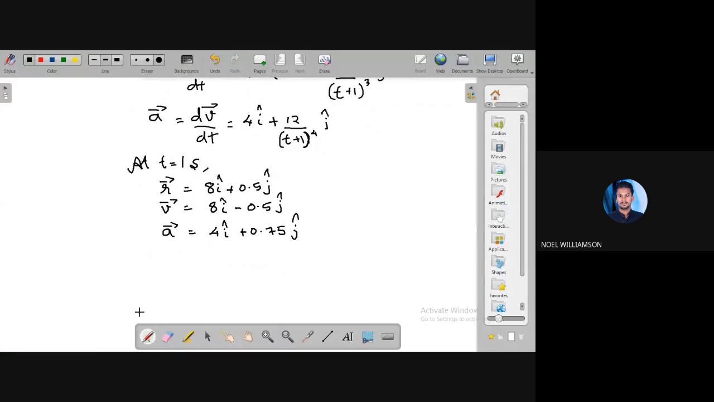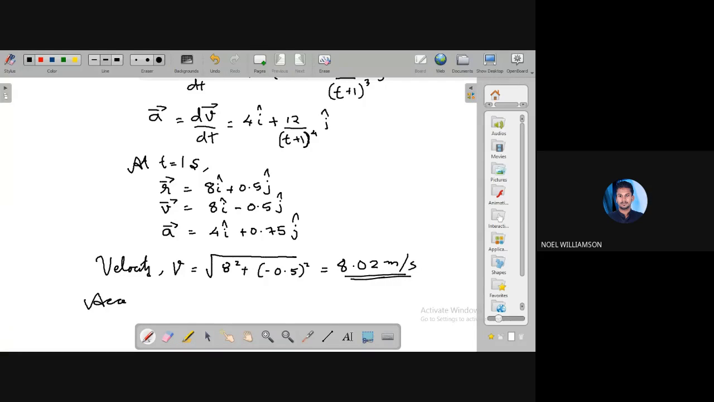So magnitude of velocity, therefore velocity v equal to root of the squares of the components of velocity, that is 8 square plus minus 0.5 square, that is 8.02. You will get the value as 8.02 meter per second. This is the velocity, and acceleration is a equal to root of the component squares of acceleration, that is 4 square plus 0.75 square, and you will get the value as 4.07 meter per second square. So these are the final values. Okay.